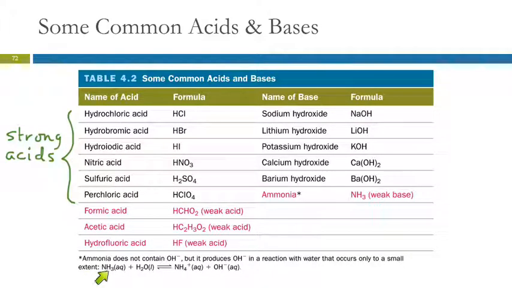And I showed you this equation earlier. Ammonia reacts with water, taking a hydrogen ion from the water, in that way forming hydroxide ion. An Arrhenius base is a substance that when dissolved in water forms hydroxide ions. So ammonia fits that definition. Any questions?